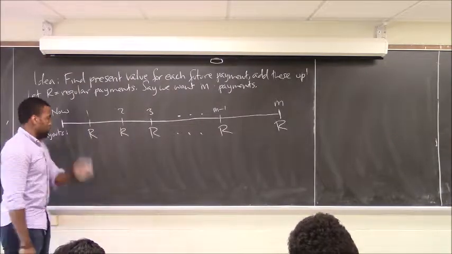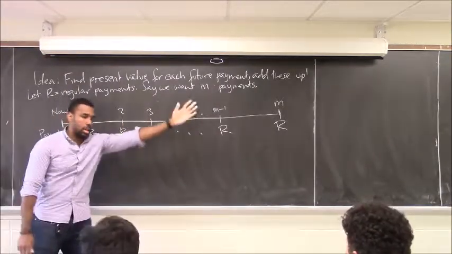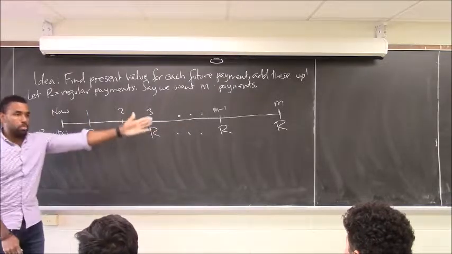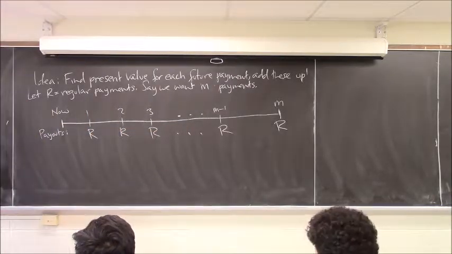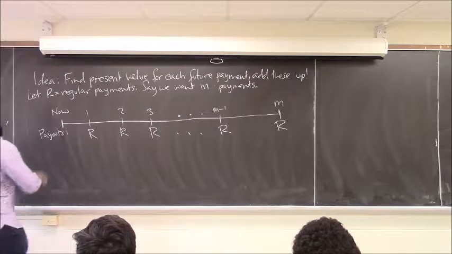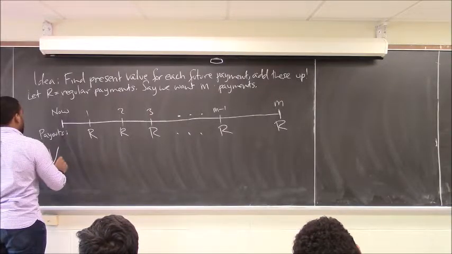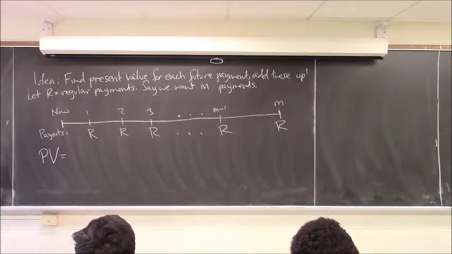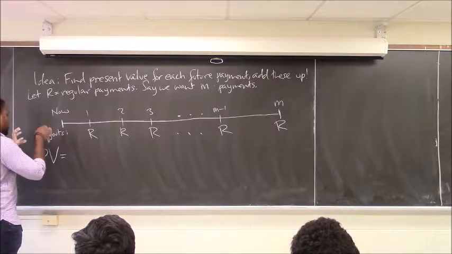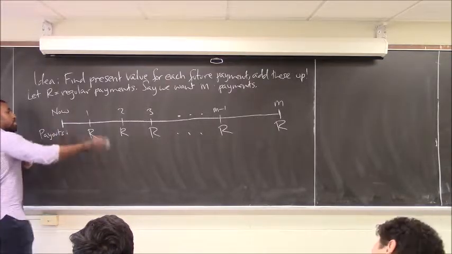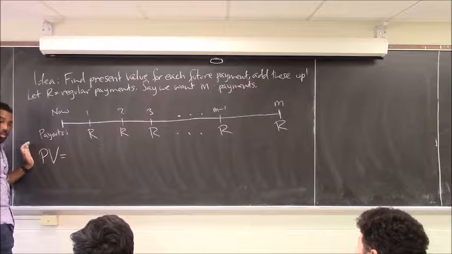Always the same number. We're drawing $1,000 every single time for M times. Okay. Now the question is, what is the present value of those payments? Meaning, how much money do I need to put in now so that these payments are going to come to me in the future?